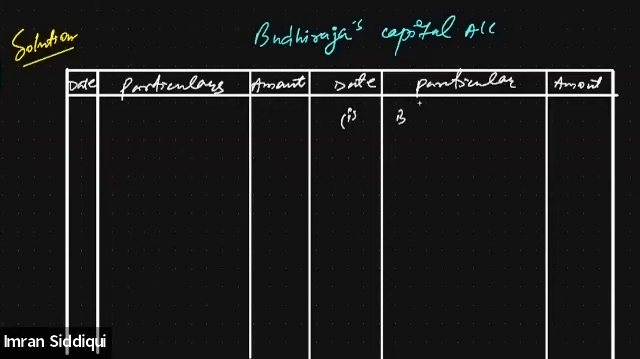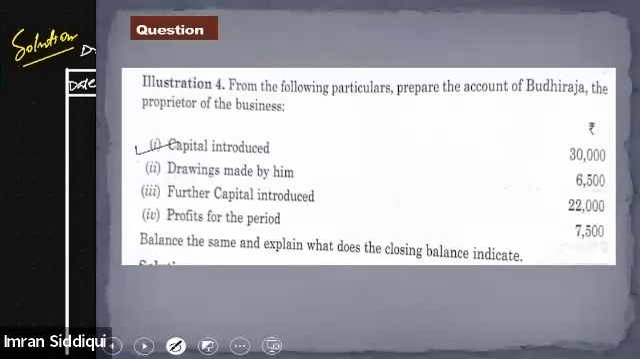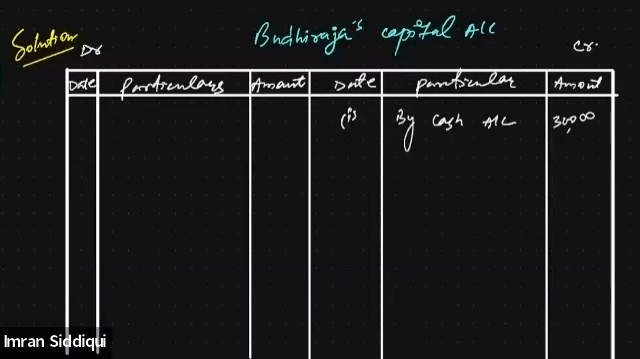So we'll write down by, tell me, what will be the entry for this? Cash account. Correct, by cash account, 30,000. Since capital must be introduced in cash, we will increase the capital account, writing it as by cash. Okay. Next thing, it says drawing made by him. Drawing is definitely going to decrease the capital. So second transaction, by drawings, 500. Right, everyone? Is it clear to all of you? Yes, sir.